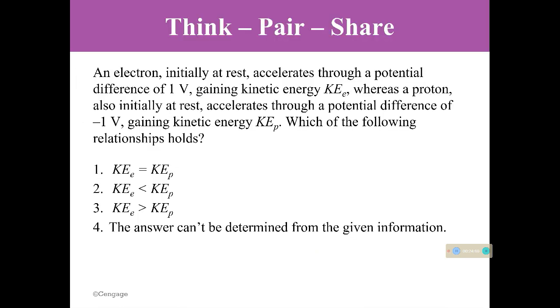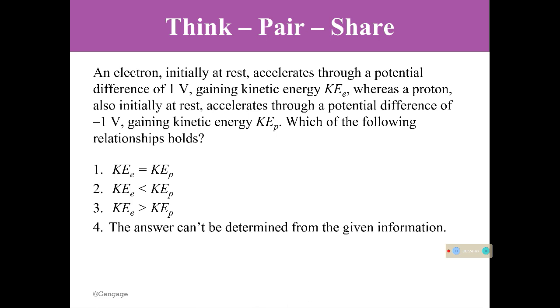An electron initially at rest accelerates through a potential difference of 1 volt, gaining kinetic energy, whereas a proton, also initially at rest, accelerates through a potential difference of negative 1 volt, gaining kinetic energy. So you'll notice in both of those cases that there was a decrease in potential energy, and the kinetic energy increased. Which of the following relationships holds true? Should the kinetic energy of the proton and the electron be equal? Should one be greater or less?